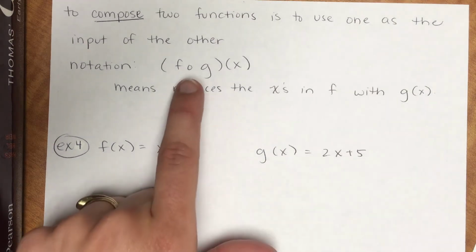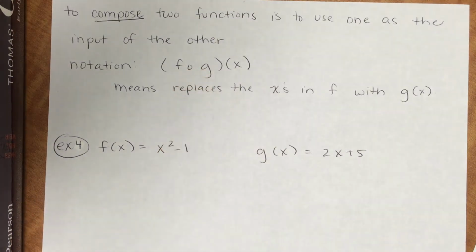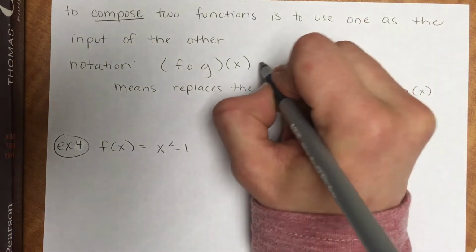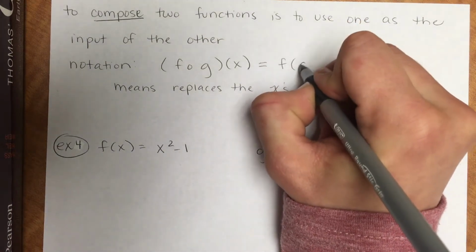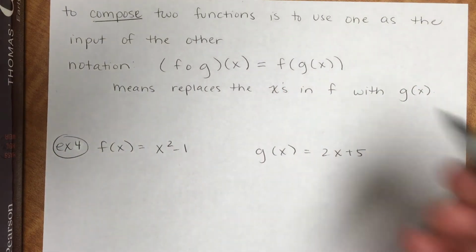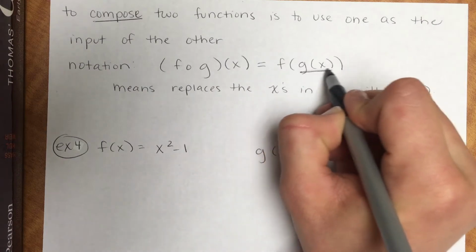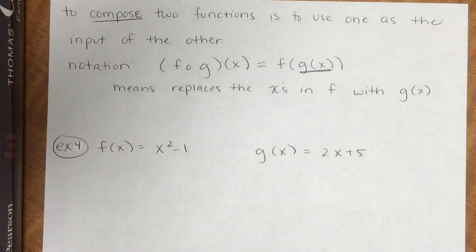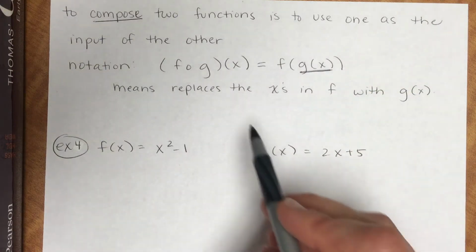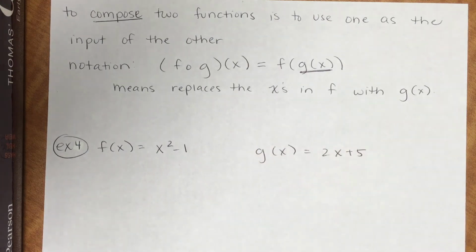The notation is f∘g. That's a little open circle, kind of like a degree sign. And you can also see it written f(g(x)). Once again, I like the second notation better because it's easier to see that instead of an x here, f of x, we have a g of x. So that's reminding you, you replace the x's in the f function with the entire g function.